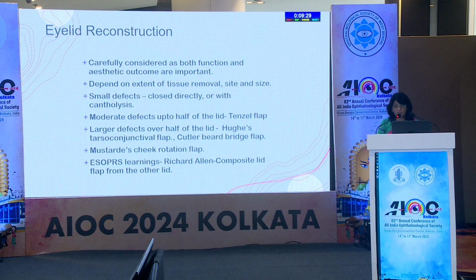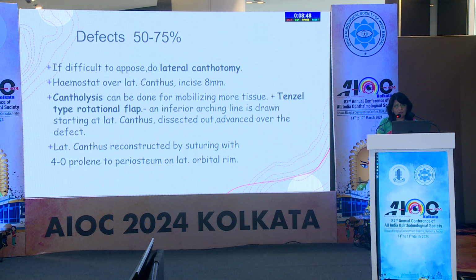Eyelid reconstruction is carefully considered, as both function and aesthetic outcomes are important, depending on the extent of the tissue removal, site, and size of the tumor. Small defects can be closed directly with or without cantholysis. Moderate defects up to half of the lid will be closed by Tenzel's flap, and larger defects over half of the lid will need a Hughes tarsoconjunctival flap or a Cutler-Beard bridge flap. Or you can use Mustarde's cheek rotation flap, and from the recent ESOPRS learnings, Richard Allen has proposed a composite lid flap from the other lid, for defects less than 50%, as I told you.